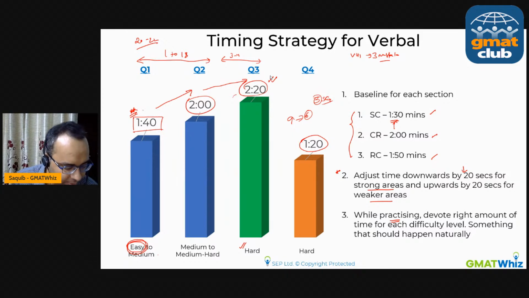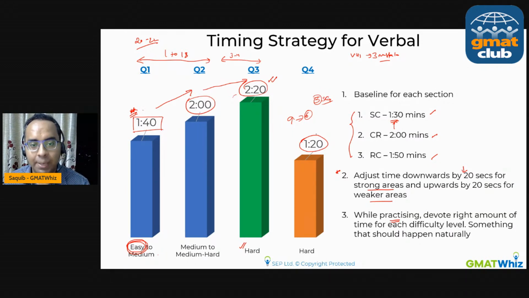See, the question is: if the majority of the first two quarters come out to be RC and CR, which is a weakness, what do you do? First of all, I would really need to understand what your target score is. If your target score is a V40 or a V38, then ideally none of the three sections should be your weakness. You should be equally good in all three of them.